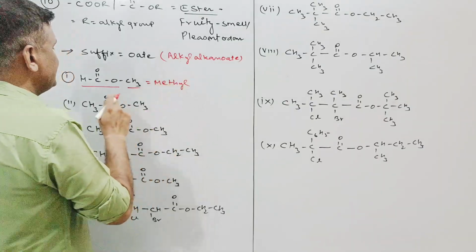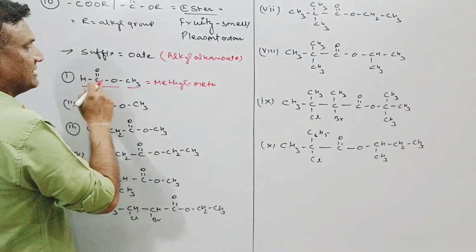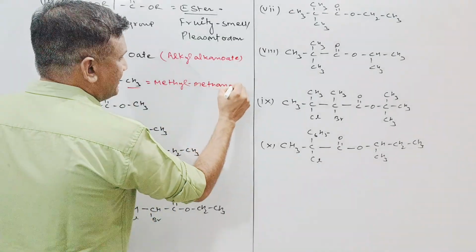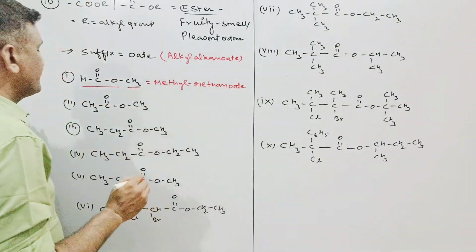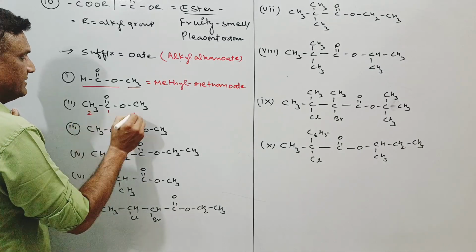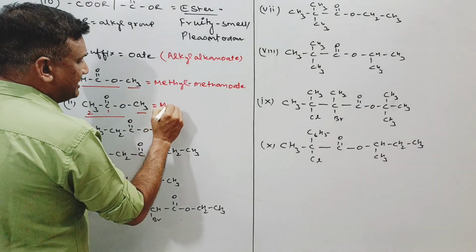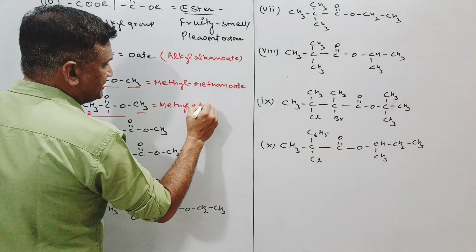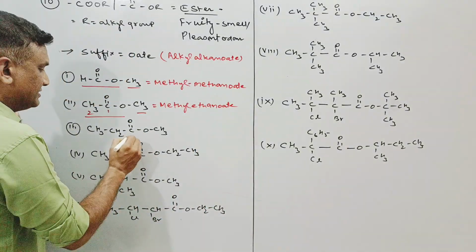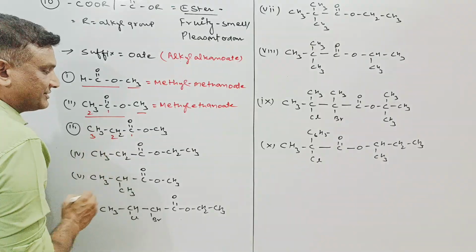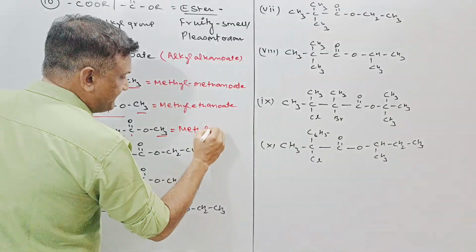So this is the methyl. Here is one carbon in the chain, so it will be meth. Due to the presence of a single bond, it is called ane, and oate will be the suffix. So the name of the compound is methyl methanoate. For the next compound, this is the oate part and this is the alkyl group, so it is called methyl ethanoate. For this compound, here are 3 carbons and the alkyl group is methyl, so it is known as methyl propanoate.